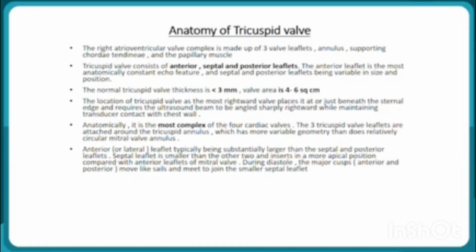The three tricuspid leaflets are attached around the tricuspid annulus, which has a more variable geometry than the relatively circular mitral annulus structure. The anterior or lateral leaflet is typically substantially larger than the septal and posterior leaflets. The septal is the smallest of all the three leaflets and inserts in a more apical position compared with the anterior leaflet. During diastole, the anterior and posterior leaflets have a sail-like movement and they meet to join the smaller septal leaflet.